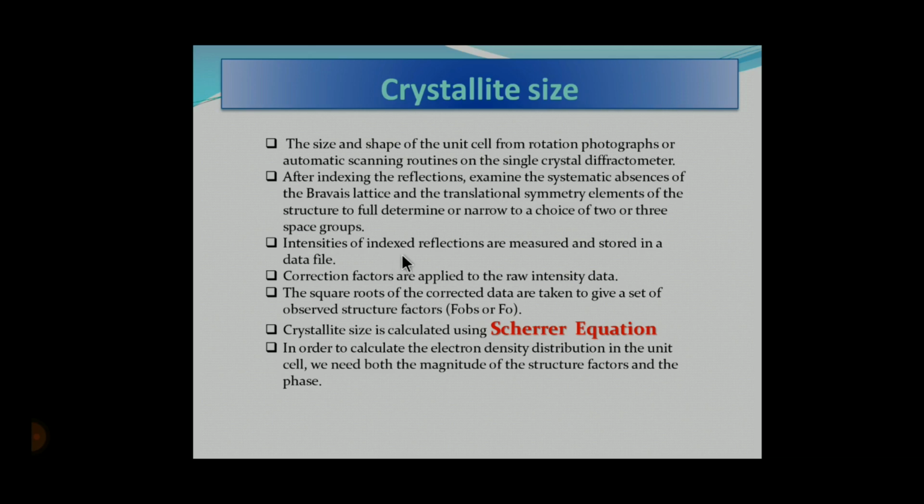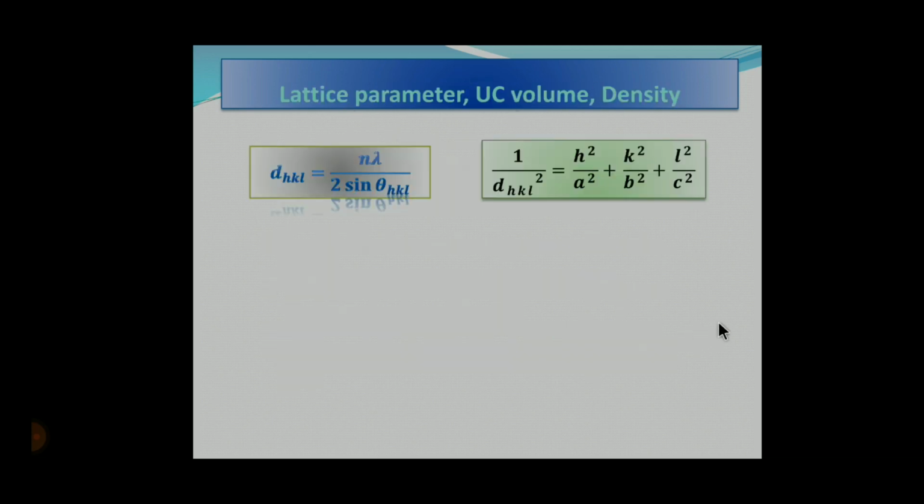Then the intensities of the indexed reflections are measured and stored in a data file, and correction factors are applied, right? And RMS values and structure factors are found out. And finally, the crystallite size can be calculated using the Scherrer equation. So in order to calculate the electron density, we need to know the magnitude of the structure factors and the phase, right? So mainly we can find out the crystallite size using the Scherrer equation.